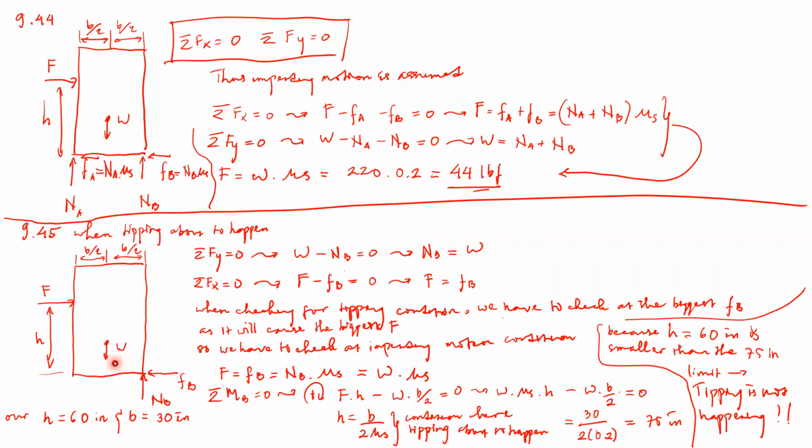Okay, then you will see whether the counterclockwise moment or the clockwise moment is bigger. If the clockwise moment is bigger than the counterclockwise moment, what will happen there? It will rotate here, right? If we rotate clockwise, there is nothing there that will hold the rotation, which means tipping is happening.